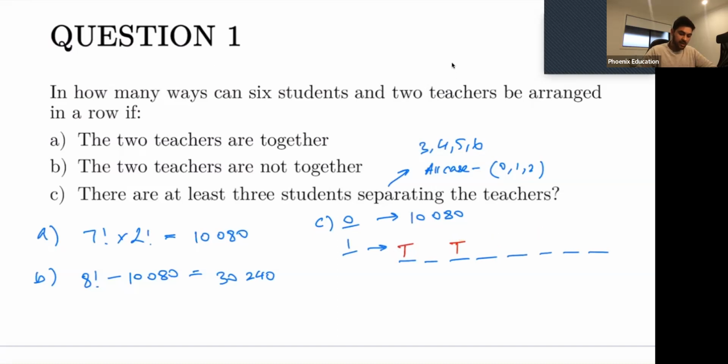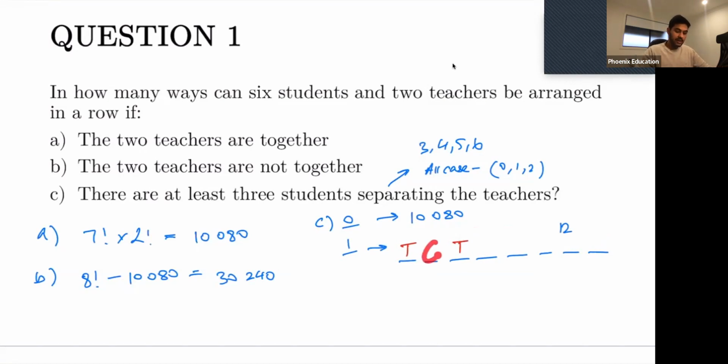So the teachers could be here, but they could also be seated here, or here, or here, or here, or here, yeah? So that is actually 6 positions that they could occupy, 1, 2, 3, 4, 5, 6, with 1 student in between. But the teachers can also switch. So that gives 12 scenarios in which the teachers are separated by 1 student.